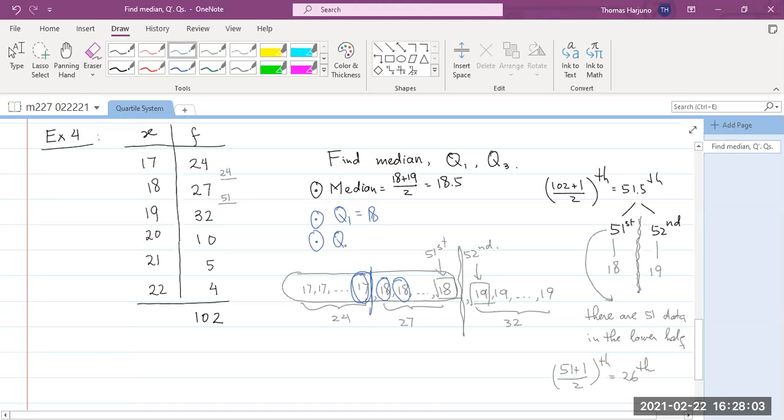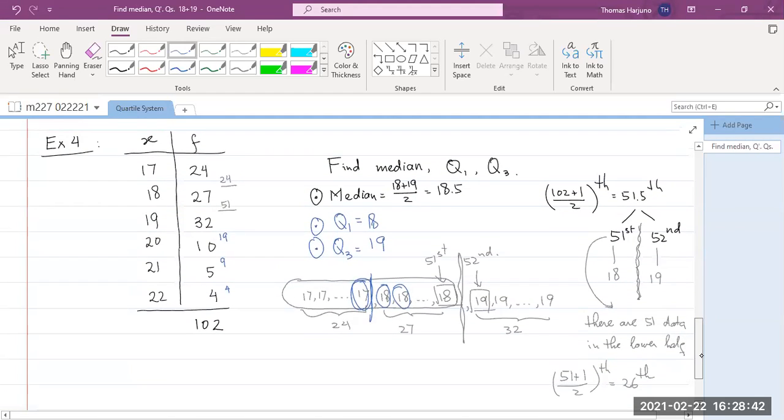Now the third quartile will be the 26th data from the top. So the top 4 is 22. The next 5 from the top is 21. The next 10 from the top is 20. Okay, so data number 26 must be 19. Okay, now that's for our quartile system discussion.